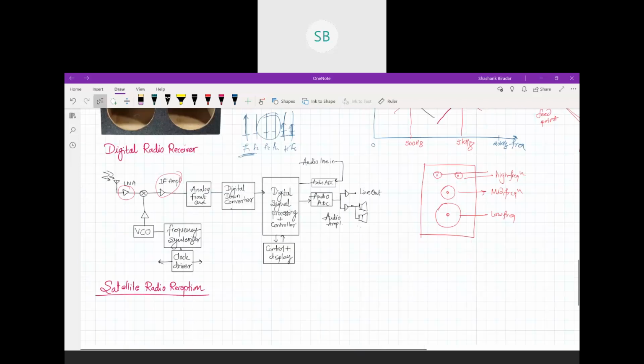So don't worry, I'll share all the diagrams with you. Someone has requested to annotate. Okay, let it be.